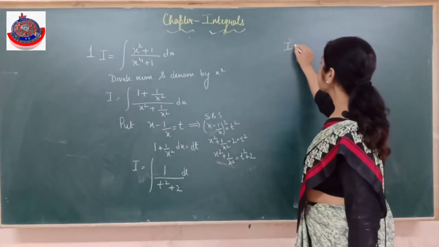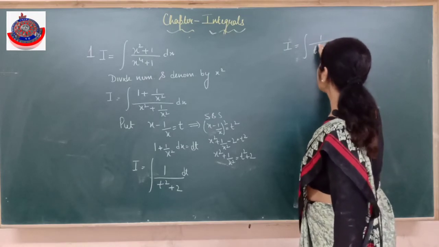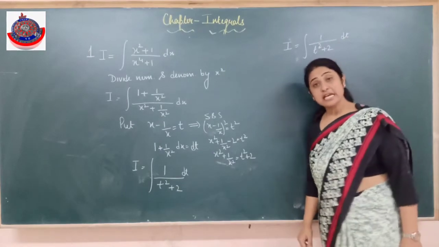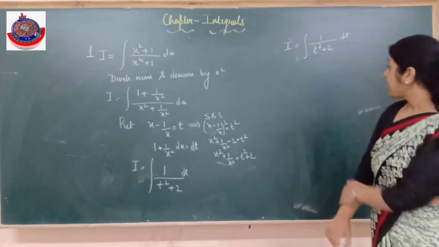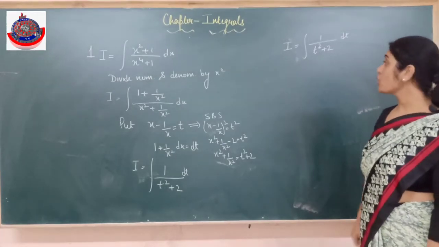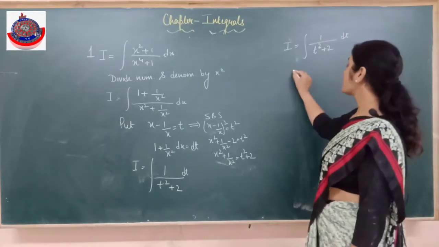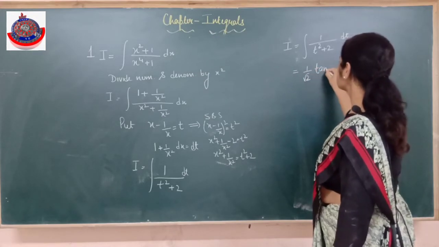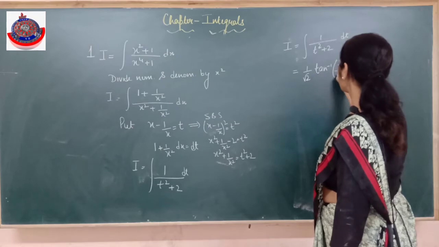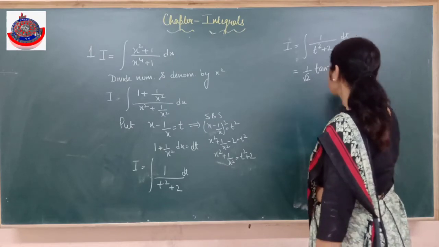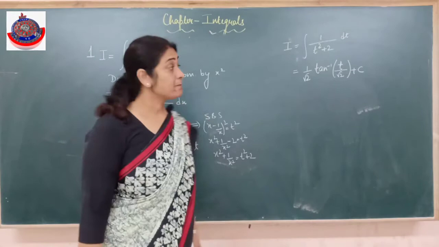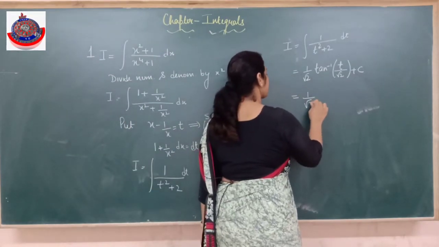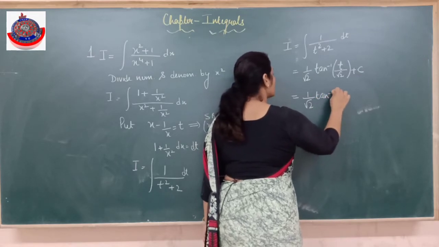So what did I get? I have to integrate 1 upon t square plus 2. Can you tell me which form it is? This is the integration of 1 upon x square plus a square. What was the integration? 1 by a tan inverse x by a. Substitute the value of t. What was t?